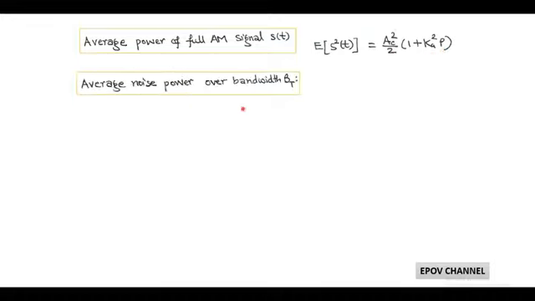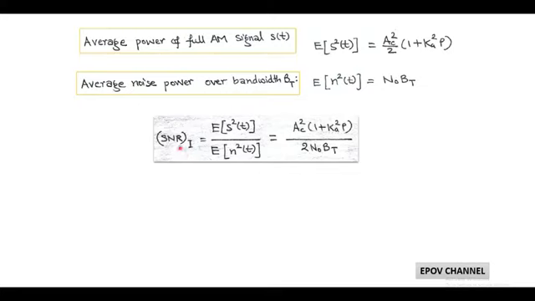Also, the average noise power over transmission bandwidth can be determined using expectation of N squared(t), which is equal to N0 into BT, where BT is called transmission bandwidth and N0 is called average noise power per unit bandwidth. Now the input or pre-detection SNR is equal to expectation of S squared(t) upon expectation of N squared(t), and it is equal to Ac squared [1 plus Ka squared P] upon 2 N0 BT.